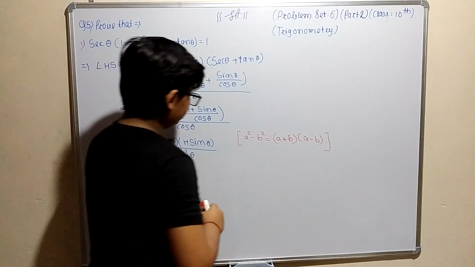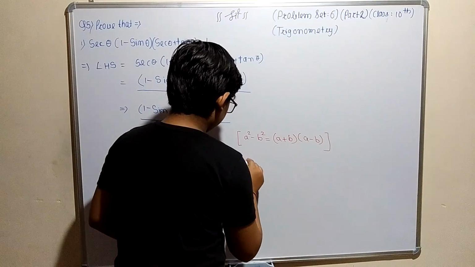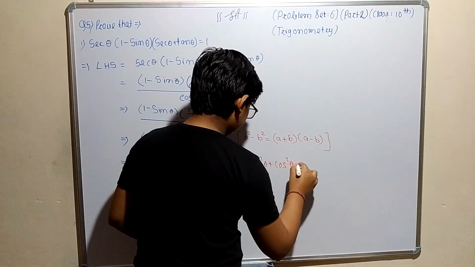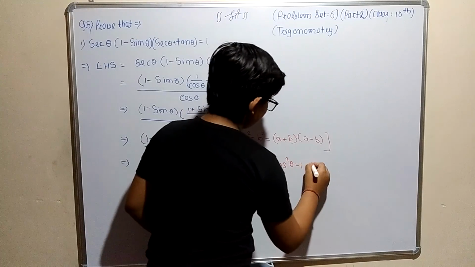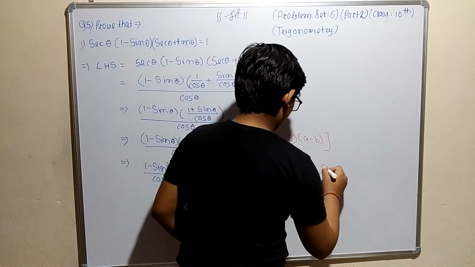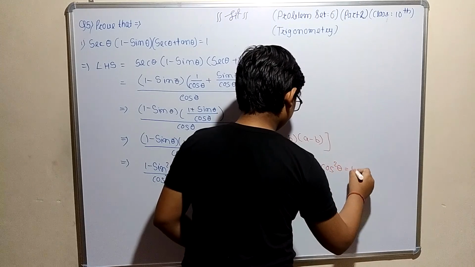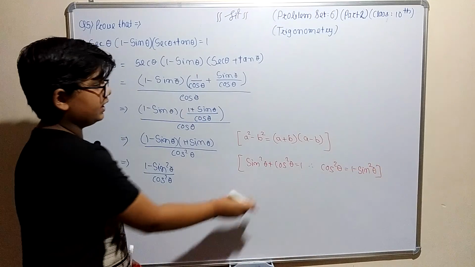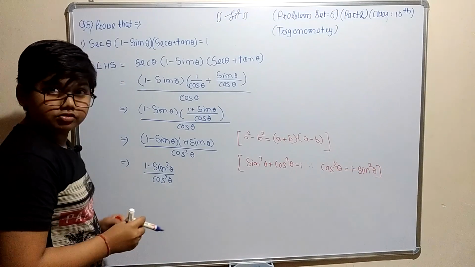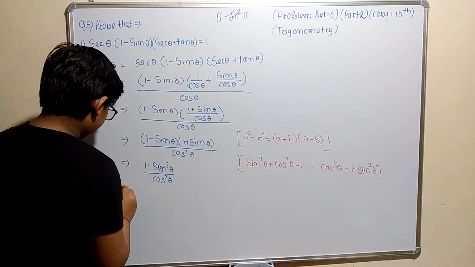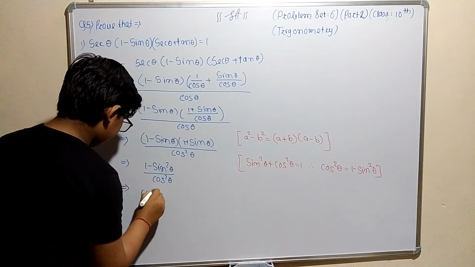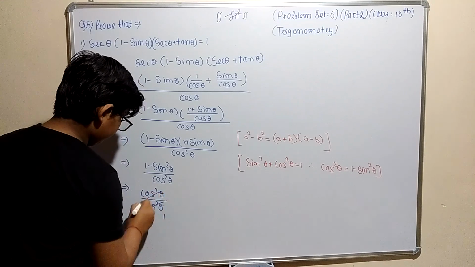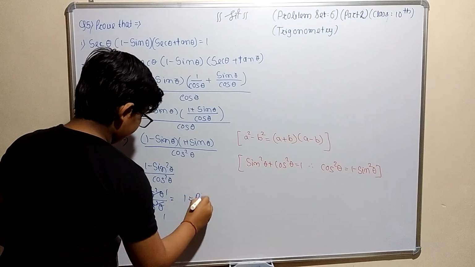Now we know that sin square theta plus cos square theta equals 1. So we can say that cos square theta is equal to 1 minus sin square theta. So 1 minus sin square theta is equal to cos square theta. Next step, we can write it as cos square theta divided by cos square theta, which equals 1. That is equal to RHS.